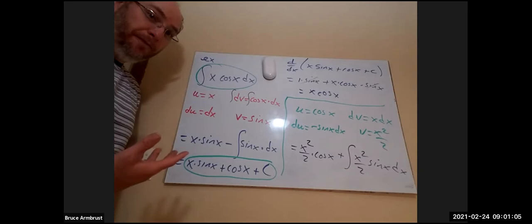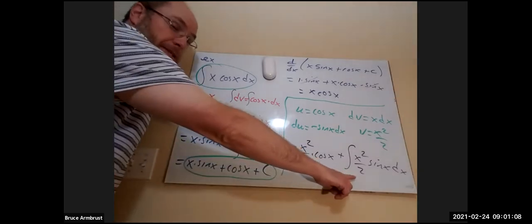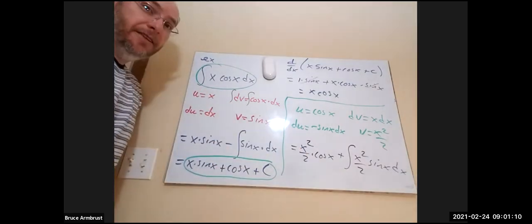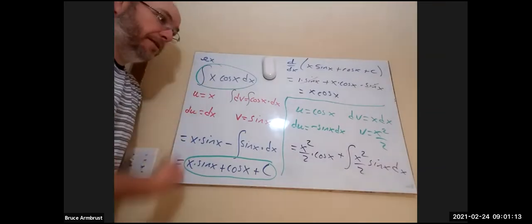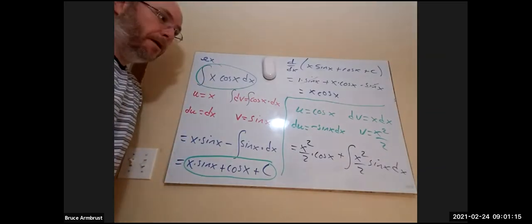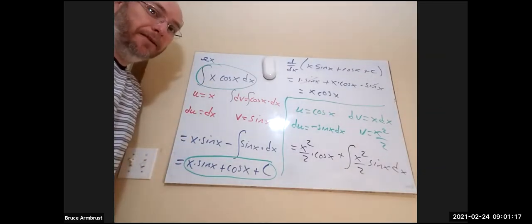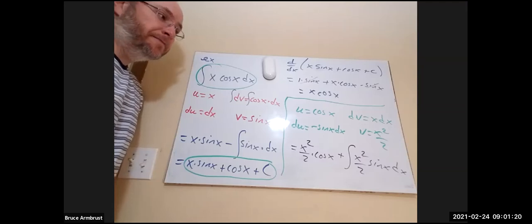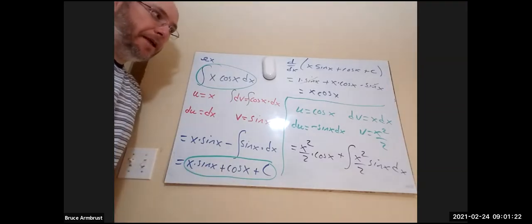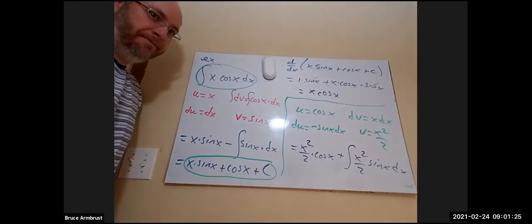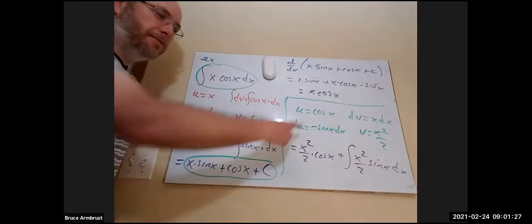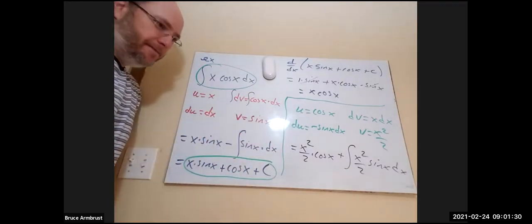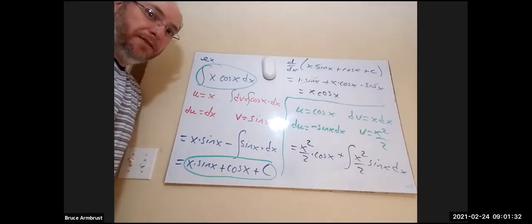Now, I don't know about you, but I look at this one down in purple that we just got, and that looks a lot worse than what we started with. What makes it seem worse to me is the x squared. All right, so this would be an example of a bad choice for u. Letting u equal cosine of x in this case is actually making things worse. It's increasing the complexity of our integral. And that's never a good thing.